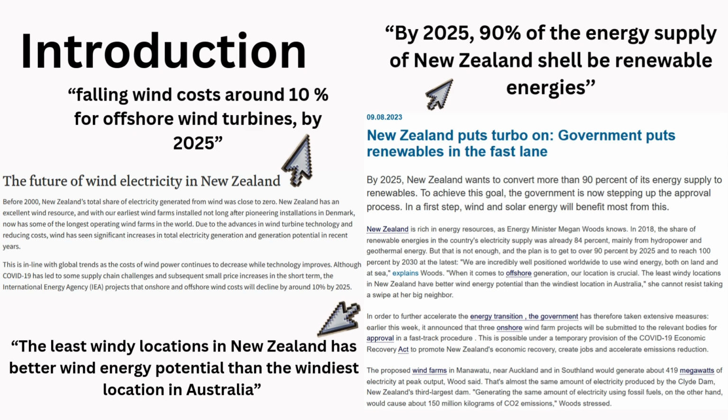And the sentence at the bottom left shows the wind situation, which is very good in New Zealand, and how people think about the wind resources. They say that the least windy location in New Zealand has a better wind energy potential than the windiest location in Australia, which is located next to New Zealand.